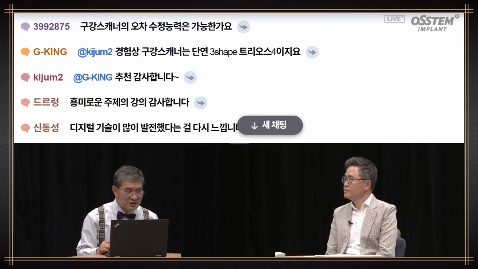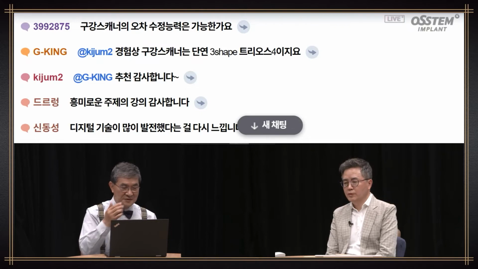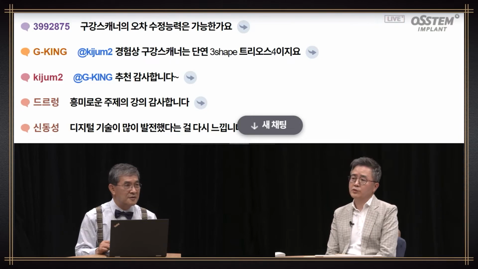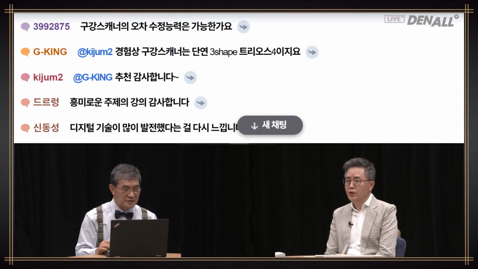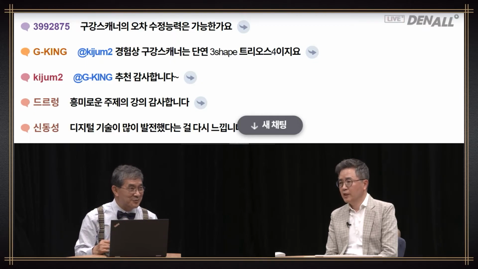3992875, error correction capacity of oral scanner. Is that possible? Error correction depends on the technology of the product. When you do full arch scan, we need to know how much distortion occurs. Prominent speakers such as Professor Park Ji-man talk about accuracy and trueness. Within a clinic, with a given device, in order to correct the error, I think this is the question about.